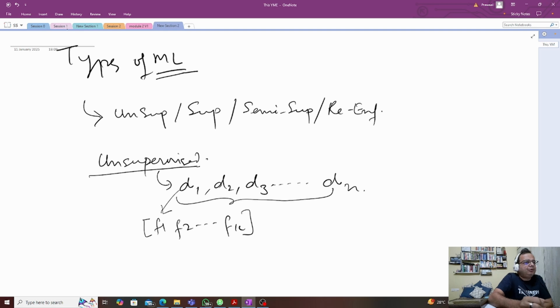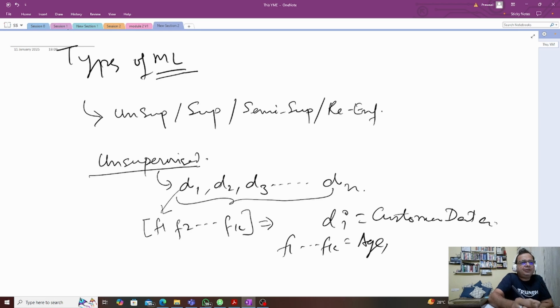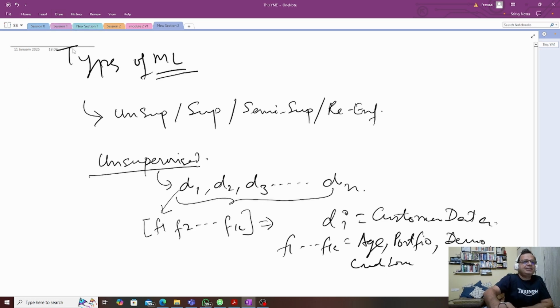Okay, so when I say a culmination of features, assume these data points are for a customer. They are customer data. So your data point is customer data, and for each customer your features can be like the age of the customer, the portfolio that the customer is holding, the demography of the customer, anything else, whether it is credit score or education qualification, etc.